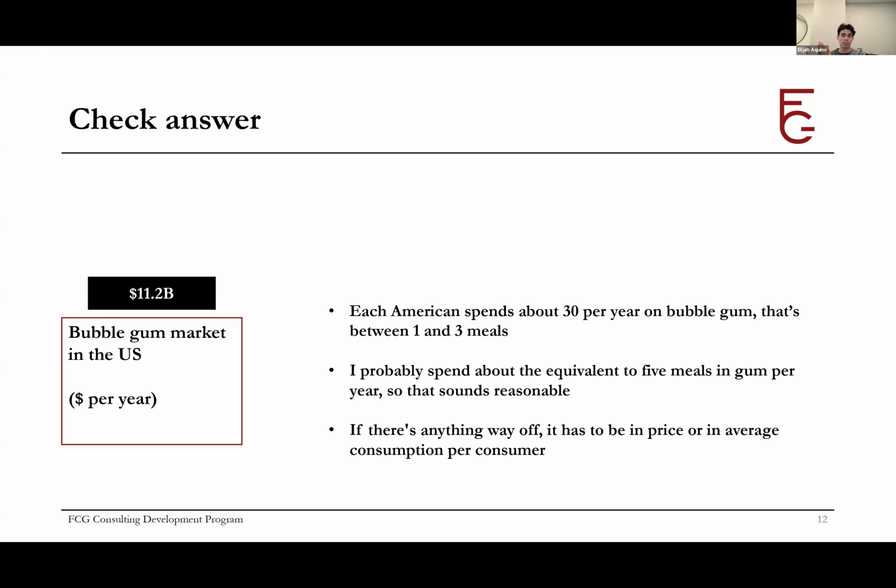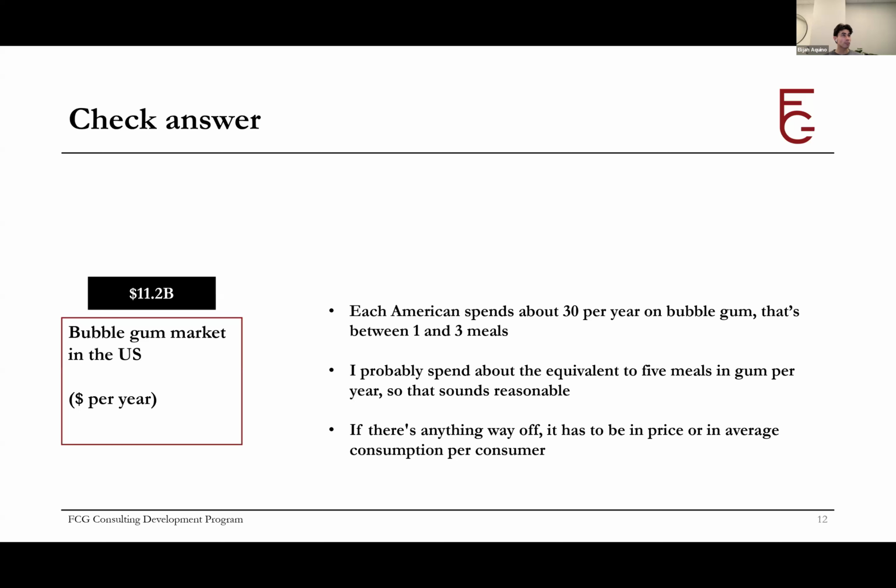This is saying that each American spends about $30 per year on bubblegum. That's between 1 and 3 fast food meals, right? And I could say myself, I chew a lot of gum. I probably spend an equivalent to about 5, 6, 7 meals per year on bubble gum. But that makes it sound reasonable, right? So I'm more of a consumer, right?